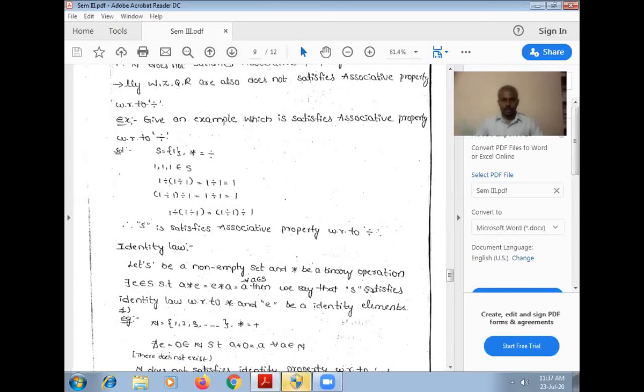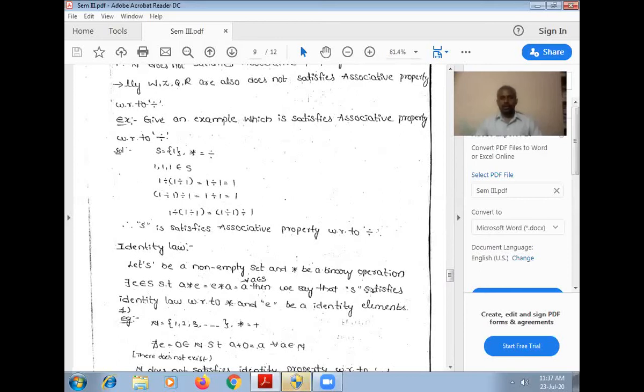So the associative property condition is a star (b star c) equals (a star b) star c. Whichever number system satisfies this condition, we can say that number system satisfies the associative property.